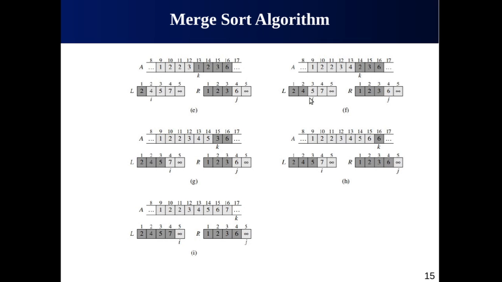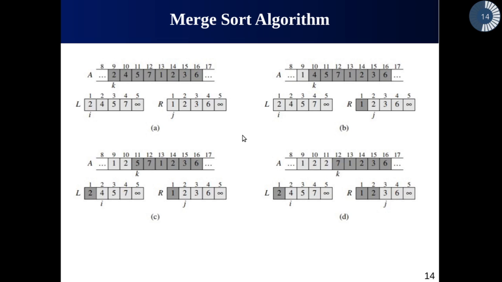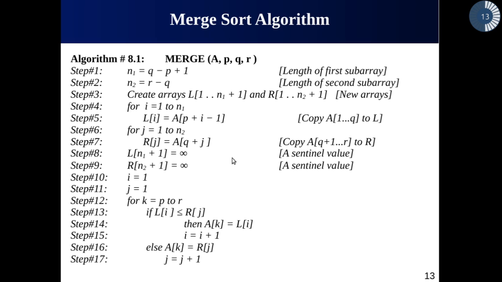So once the counter index, either i or j, reaches this sentinel value, it is an indication that this sublist or subarray has been completed. So you have to move the elements from the other subarray, which in this case is represented by L. We will do the same thing by using the algorithm, the merge procedure, which is mentioned here.